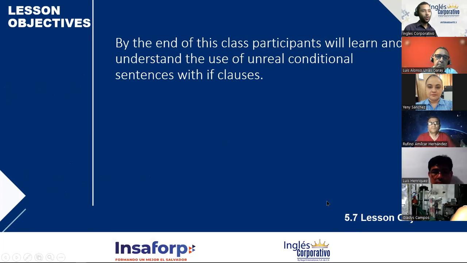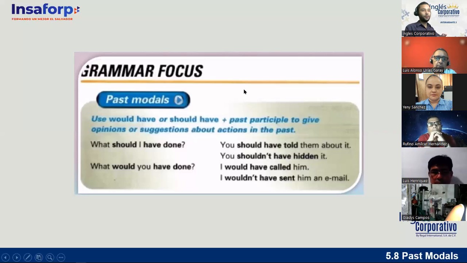Lesson objective, this is 5.7. By the end of this class, participants will learn and understand the use of unreal conditional sentences with if clauses. It's a form of conditional sentence, but a bit different from the ones that we've been studying. So the grammar focus that you can see in section 5.A in the platform, explained by Miss Jessica. So past modals, we use would have or should have plus a past participle to give opinions or suggestions about actions in the past.